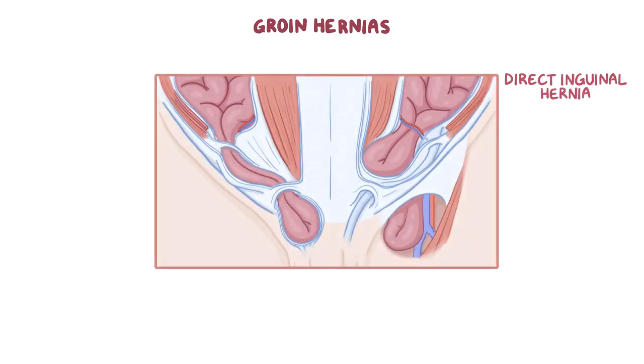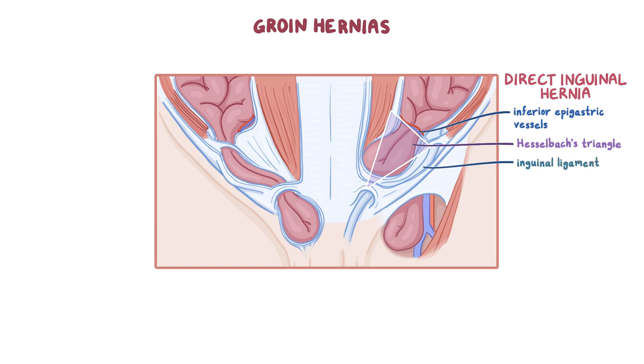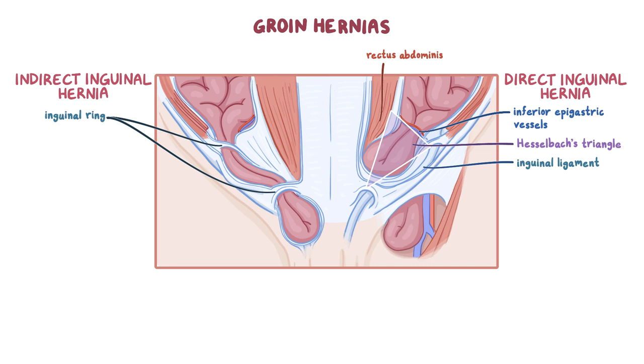Direct inguinal hernias protrude medial to the inferior epigastric vessels within Hesselbach's triangle, which is formed by the inguinal ligament inferiorly, the inferior epigastric vessels laterally, and the rectus abdominis muscle medially. Whereas indirect inguinal hernias go through the inguinal ring and protrude lateral to the epigastric vessels. Femoral hernias are inferior to the inguinal ligament and protrude through the femoral ring.